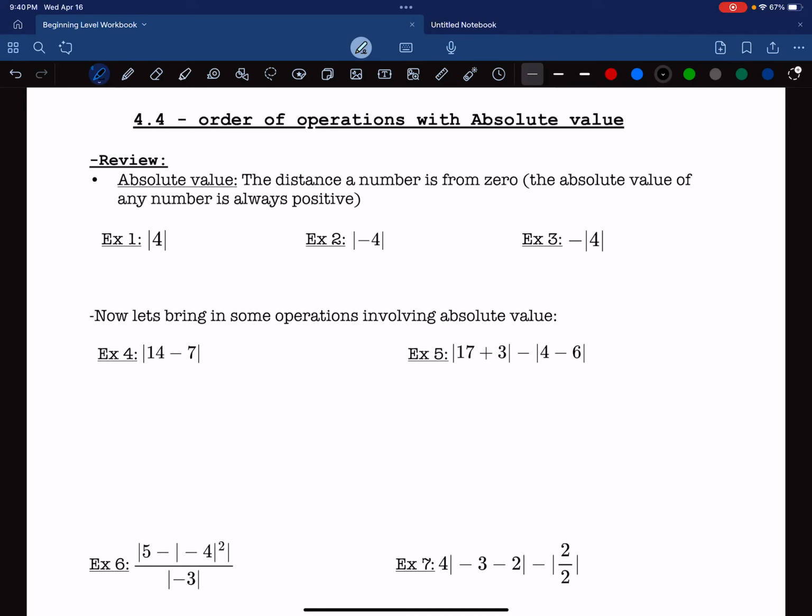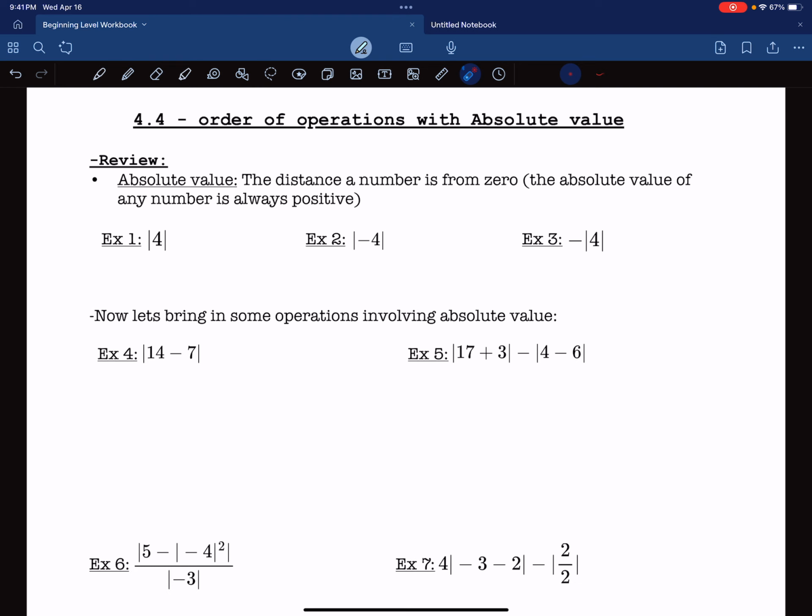In this video, we are going to be going over order of operations, but we're just going to be adding in absolute value with it. And I only talked about absolute value in the very beginning of this course, all the way in section 1.1, which is the very first video. So I'm going to do a little bit of a review with absolute value and what it means before we start using it with operations.